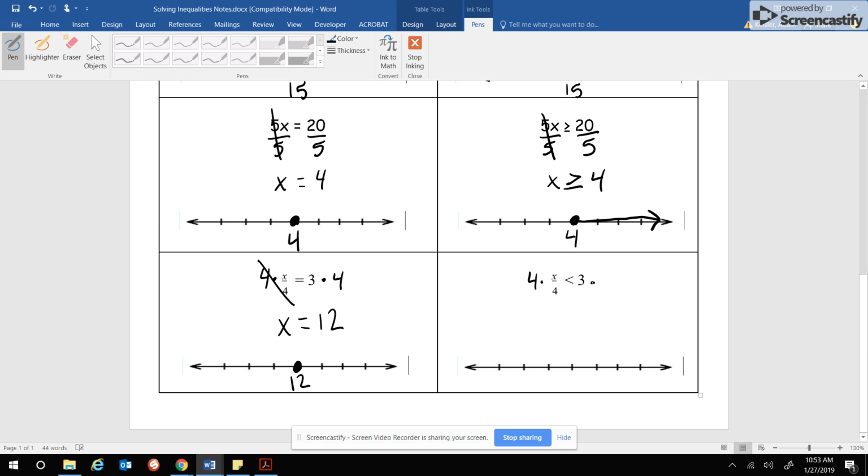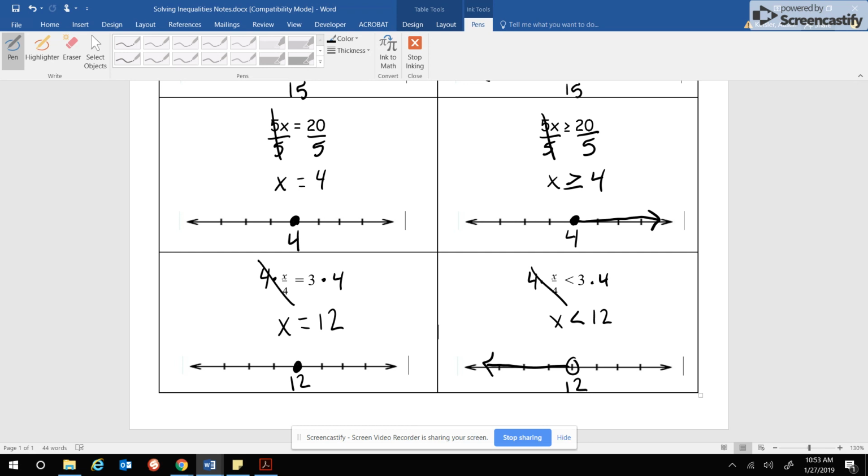And I'm going to do the same thing on the inequalities. Cross them out. x is less than 3 times 4, which is 12. x is less than 12, so I need an open circle because it cannot include the number 12. And I'm going to draw my arrow going to the left.